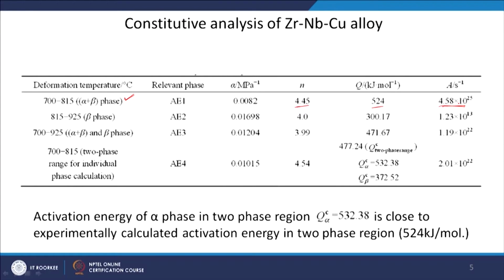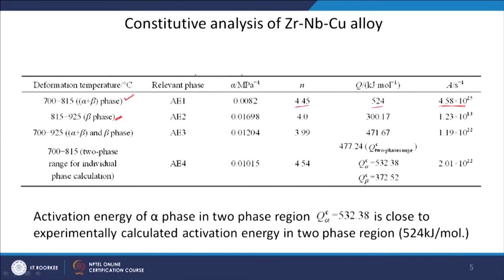So one set of these parameters was developed for the two phase region, alpha plus beta. Another set of these parameters was developed for the single beta phase field. And one was developed for the entire temperature range.